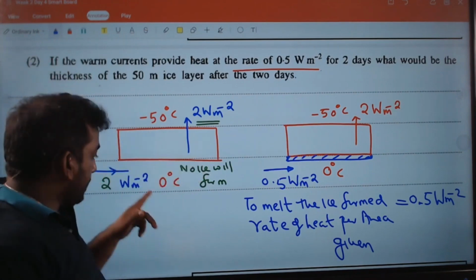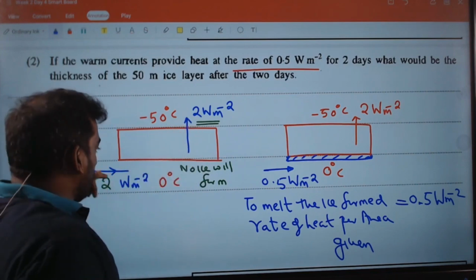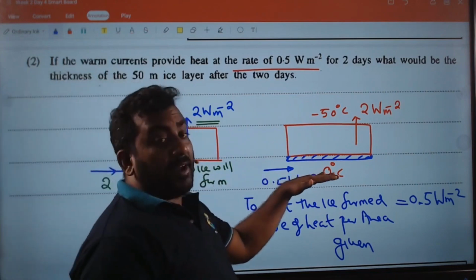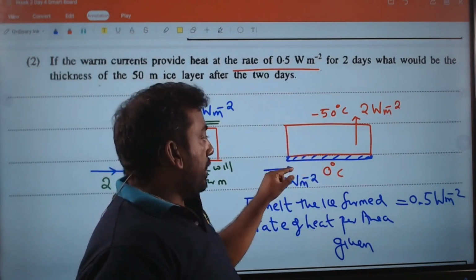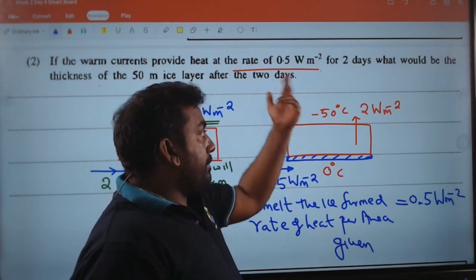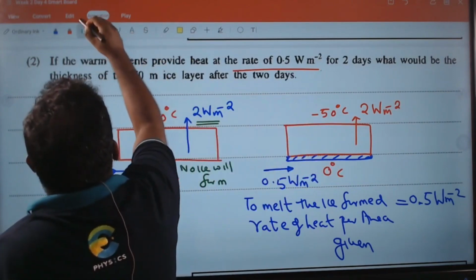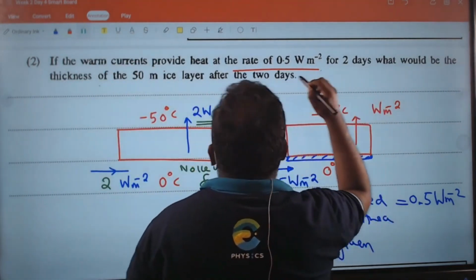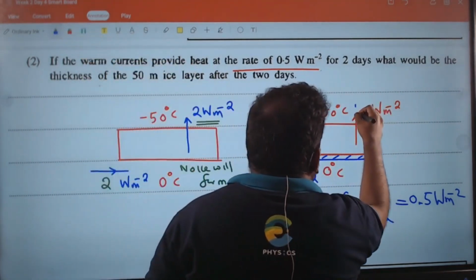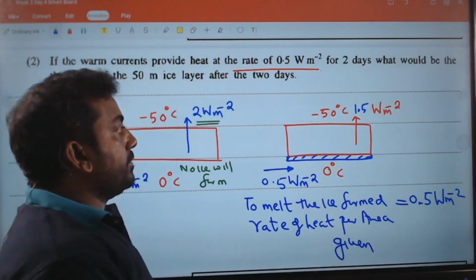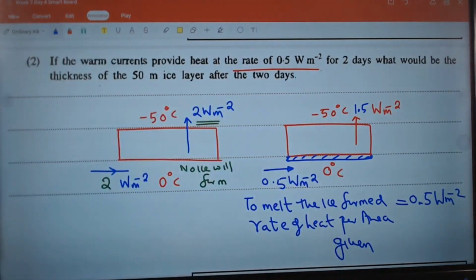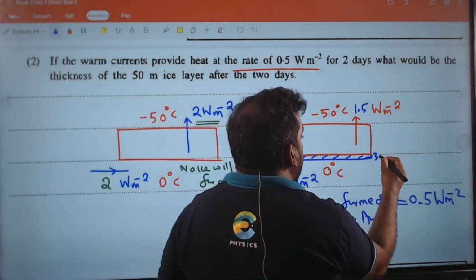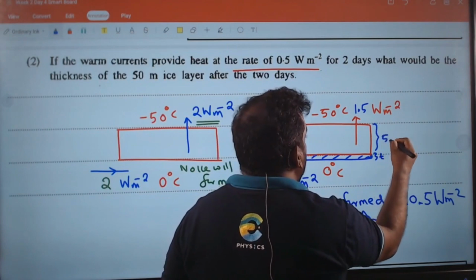Net, 2 watt came, 2 watt went. 0.5 came, ice can't completely melt. A little bit of ice is melted. The remaining heat will pass through. What's the remaining heat? The remaining heat is 1.5. For 0.5 watt, ice is melted. The remaining heat is 1.5 watt per meter square. Right? So now there is a new thickness layer there. This is of course 50 meter. That's a different story.